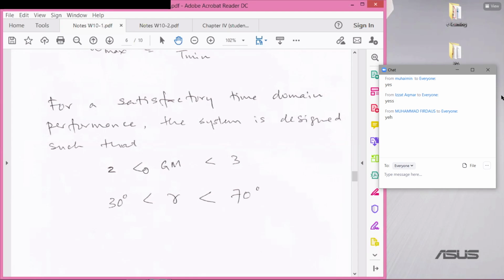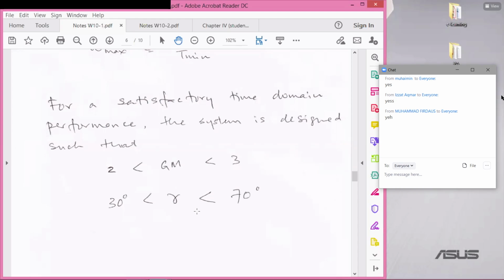So here, when the gain margin is equal to 1, the system is already unstable. You want it to be bigger than 2. When your phase margin is 0, that is already unstable. You want it to be bigger than 30 degrees. And you don't want the gain margin to exceed 3. The response of the system is going to be very slow.